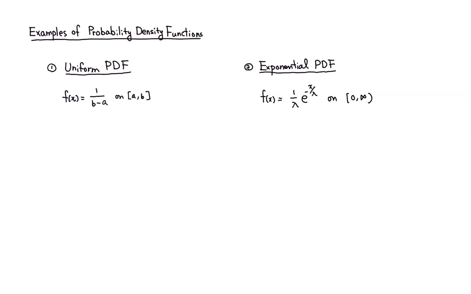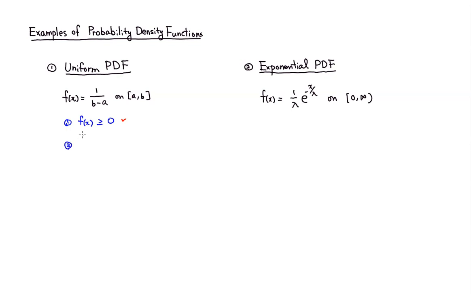All right, let's check the two conditions. Obviously, you can see that f of x is non-negative, assuming that b is larger than a, right? So this condition is satisfied. How about the second condition?